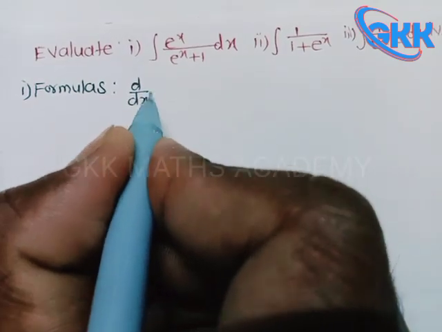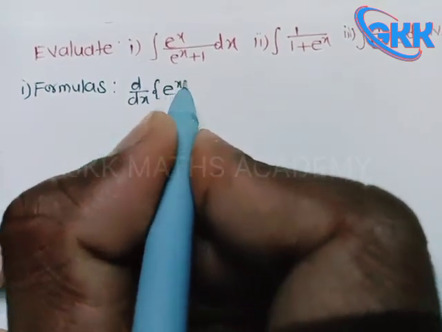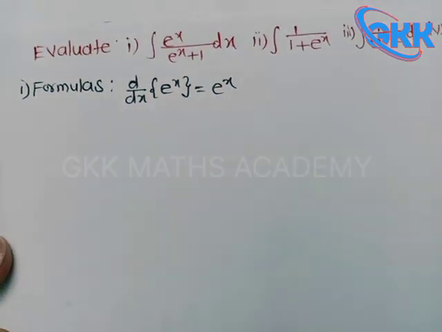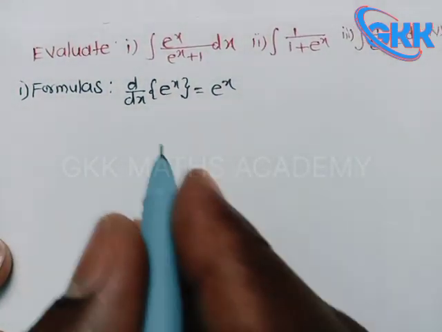d/dx of e power x. Differentiation of e power x is e power x.